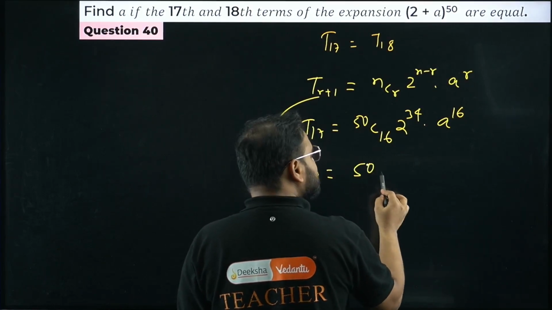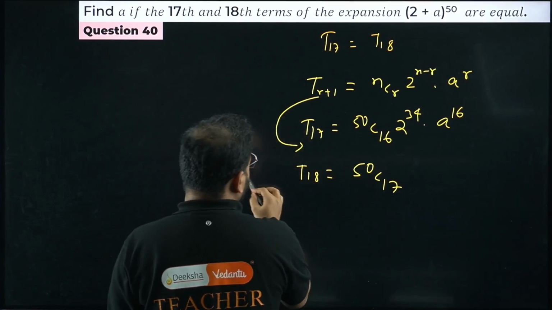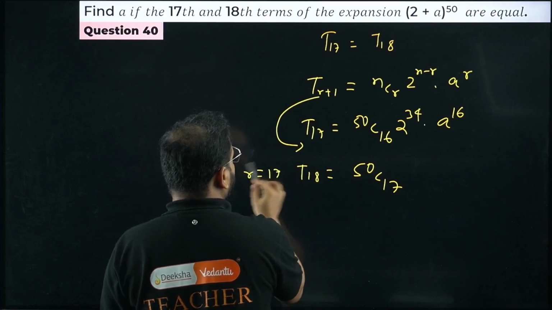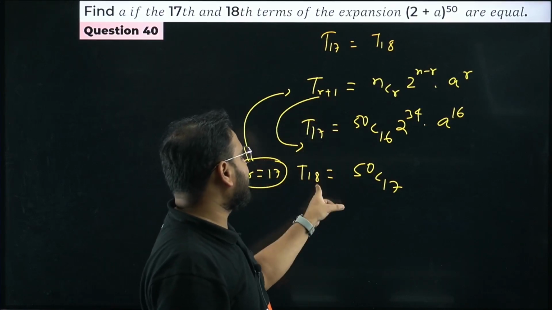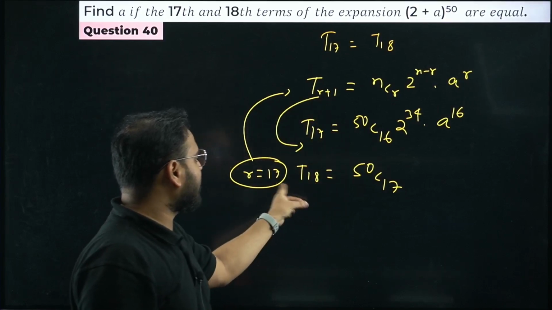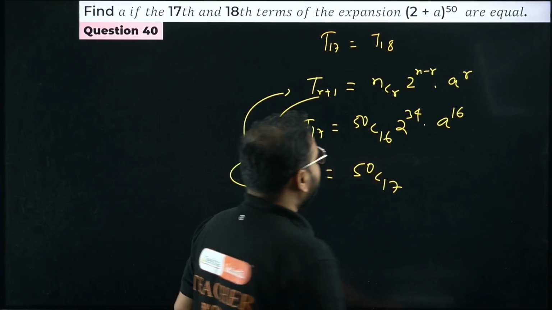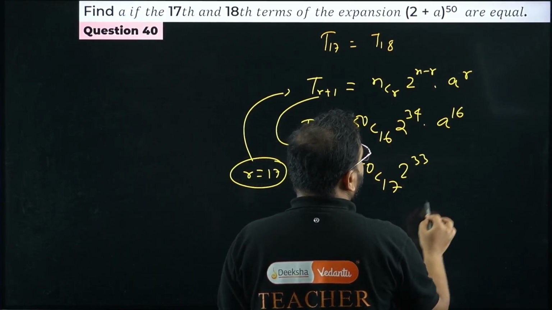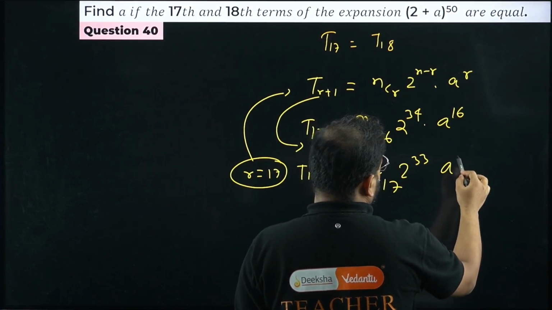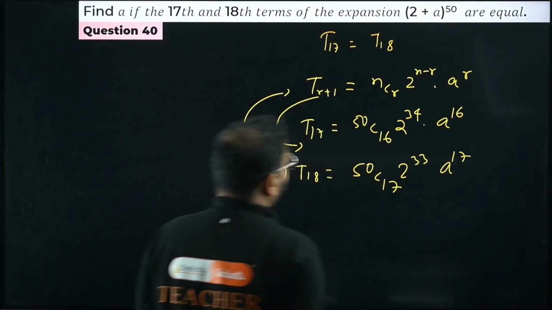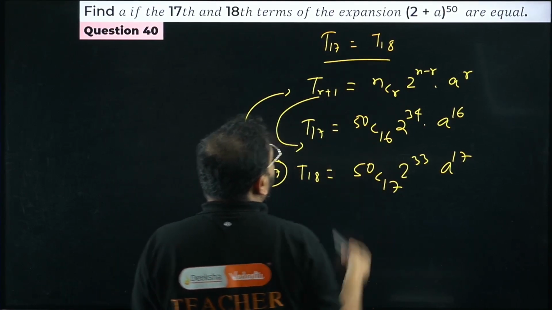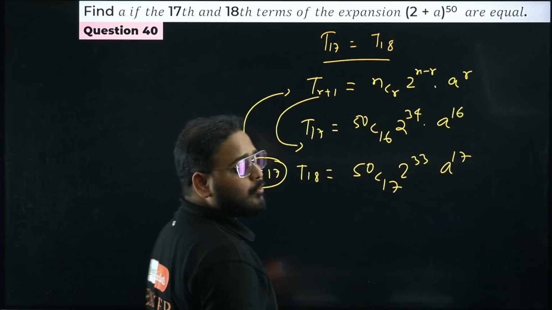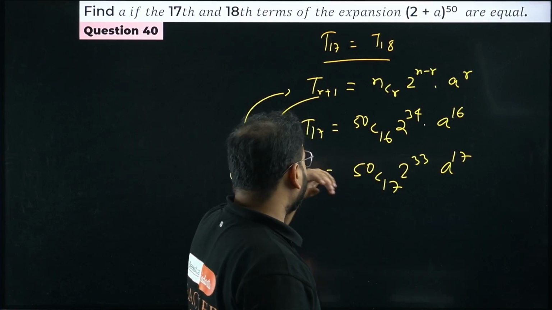Same thing, 50C17 in this case. How will you get this? Put r equals 17 only, no? In this formula, 17 plus 1 is 18, that's why I'm putting r as 17. So this will become 50C17, 2 power 33 and a power 17, right? They are both equal, T17 and T18 are equal. It means if you divide them, you'll get 1 only, right?